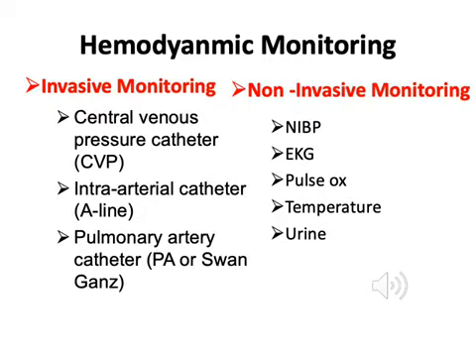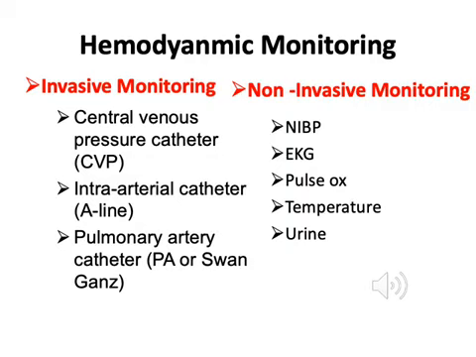In critical care we will focus more on invasive monitoring for hemodynamic assessment, but at the same time we also have non-invasive monitoring. Invasive monitoring, as you know, includes the central venous pressure catheter (CVP reading), the intra-arterial catheter, and the pulmonary artery catheter. Through all of these invasive monitors we can assess vital signs, and the intravascular pressure and volume as well. On the other hand, non-invasive monitoring such as non-invasive blood pressure and ECG gives an indication of cardiac function, the pulse oximeter gives oxygen status, and temperature and urine output are also indicators that give some idea whether the patient is hemodynamically stable or not.